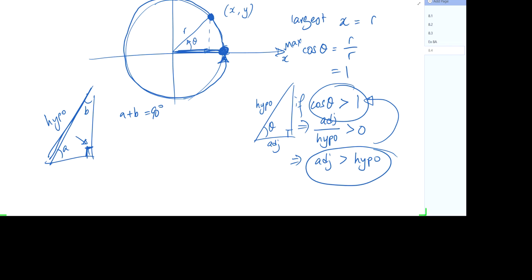Then the minimum value happens over here. Are we talking about sine? No, we are talking about cosine. Cosine 180 degrees, we will get negative 1. Sorry, in this case, negative r over r. So negative 1, right?